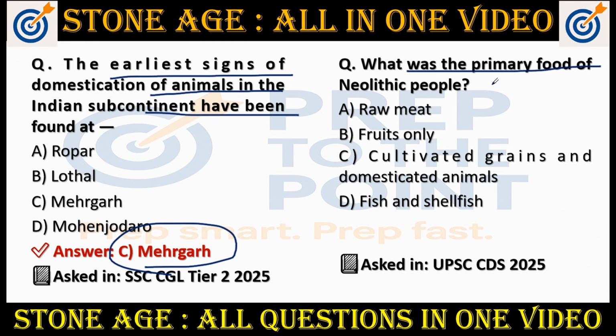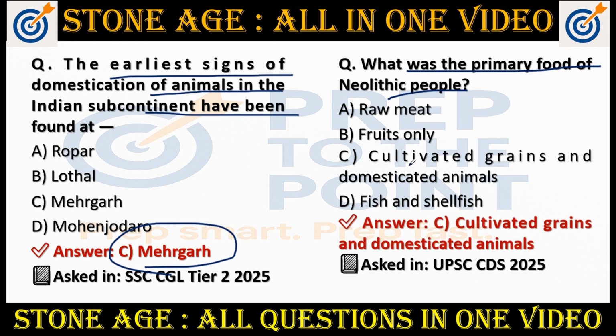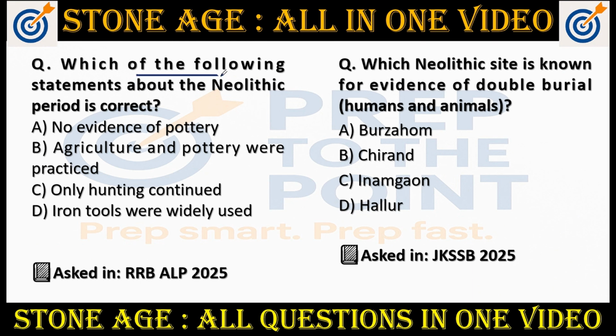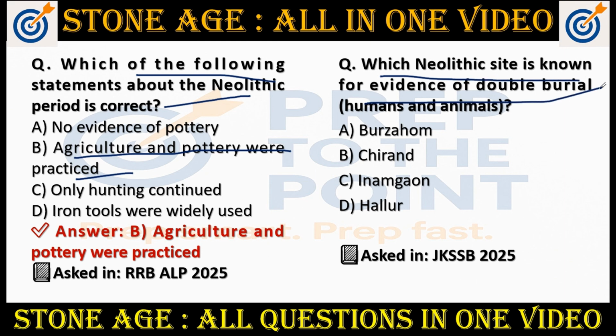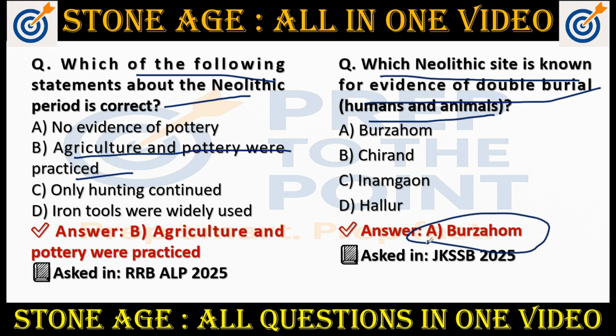What was the primary food of Neolithic people? It was cultivated grains and domesticated animals. Which of the following statements about the Neolithic period is correct? Agriculture and pottery were practiced in this age. Which Neolithic site is known for evidence of double burial, that is human and animals? The correct answer is Burzahom.